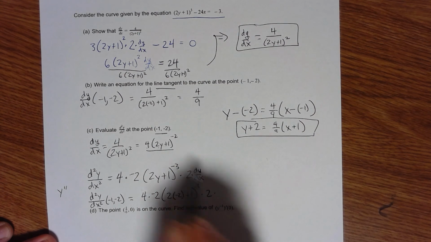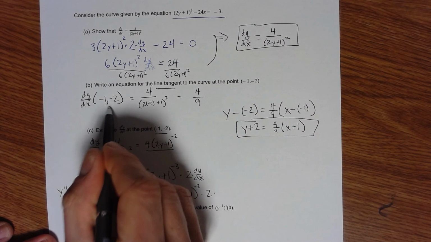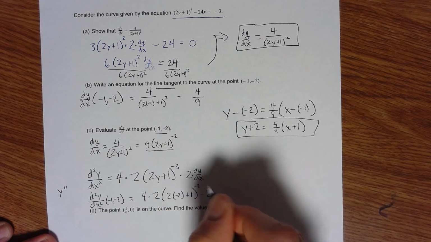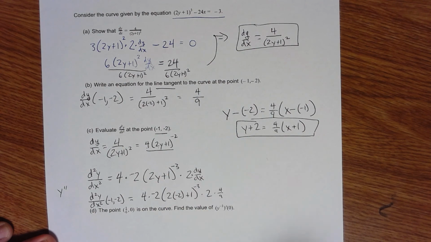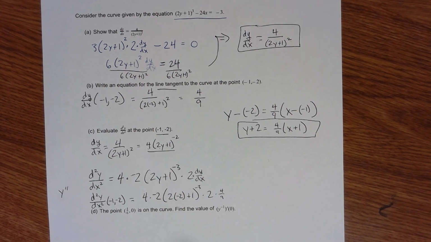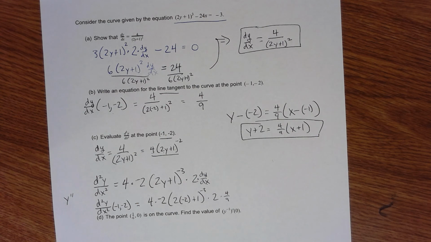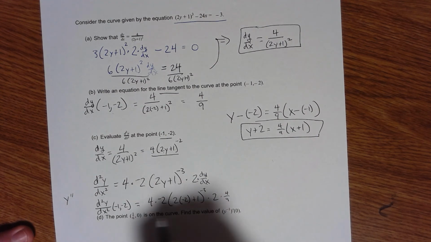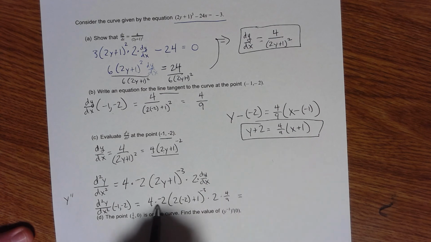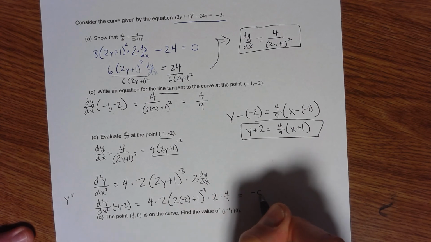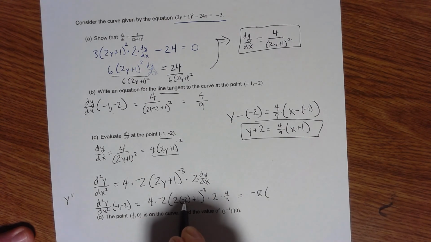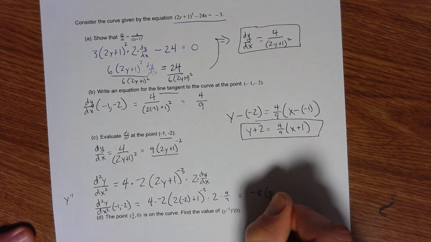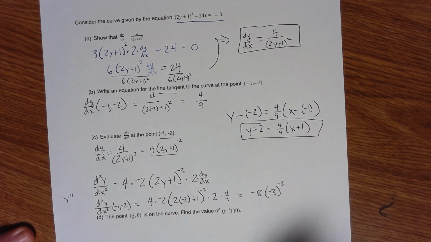Well, dy/dx at this point, let's look at part B. dy/dx at this point is 4/9. So we're going to substitute 4/9 in there. So let's see what we have here. We have 4 times -2, so -8. Then 2 times -2 is -4, plus 1 is -3, to the -3rd. And then times 8/9.